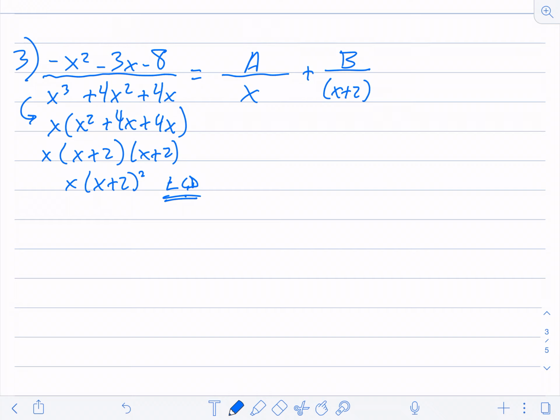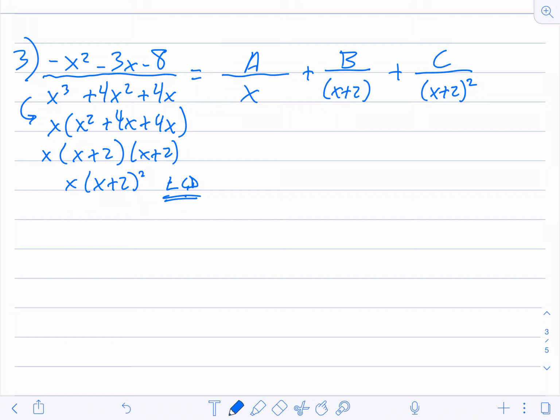But now, if it was just those two, then my LCD would be x times x plus 2. But I've got an x plus 2 squared, so there obviously had to be a third term that had an x plus 2 squared, or a fraction with x plus 2 in there twice. Otherwise, I wouldn't have that x plus 2 quantity squared. So that's going to be a third fraction, and I'm going to put a c for the numerator on that one.